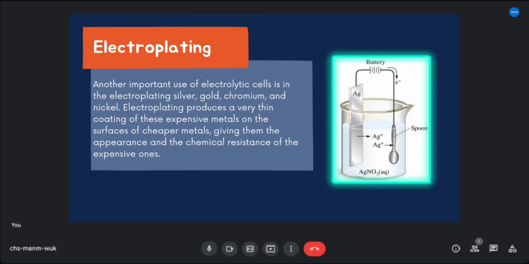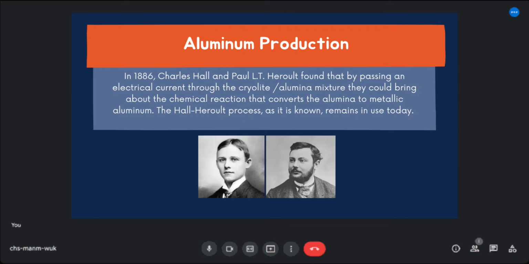The third one is aluminum production. In 1886, Charles Hall and Paul L.T. Héroult discovered that molten cryolite, a sodium aluminum fluoride mineral, could be used to dissolve alumina, and that its resulting chemical reaction would produce metallic aluminum.